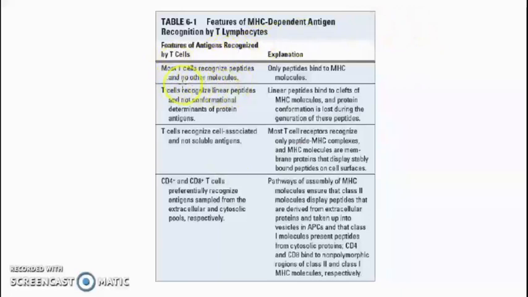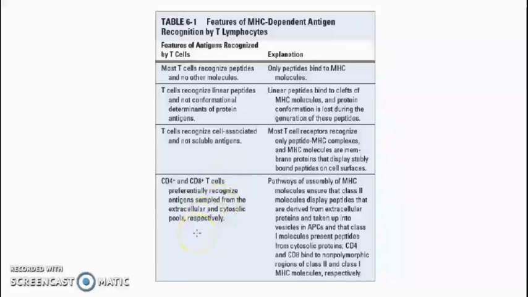Features of antigen recognition by T cells. Most T cells recognize peptides and no other molecules, and that is due to only peptides binding to MHC molecules. T cells recognize linear peptides and not conformational determinants of protein antigens, and the explanation for that is linear peptides bind to the cleft of MHC molecules and protein conformation is lost during the generation of these peptides. T cells recognize cell-associated and not soluble antigens, due to most T cell receptors recognizing only peptide-MHC complexes, and MHC molecules are membrane proteins that display stably bound peptides on the cell surface.